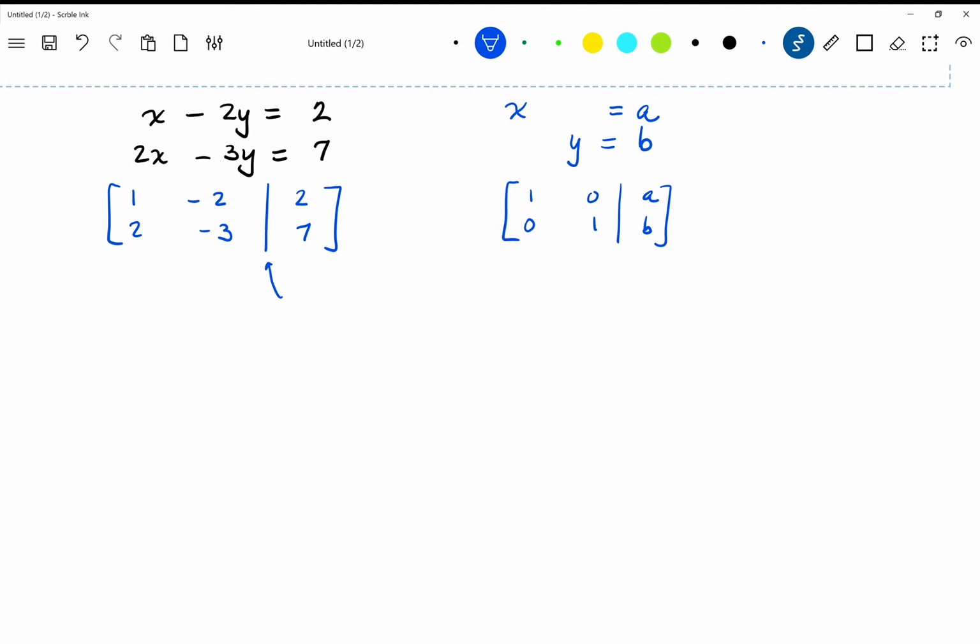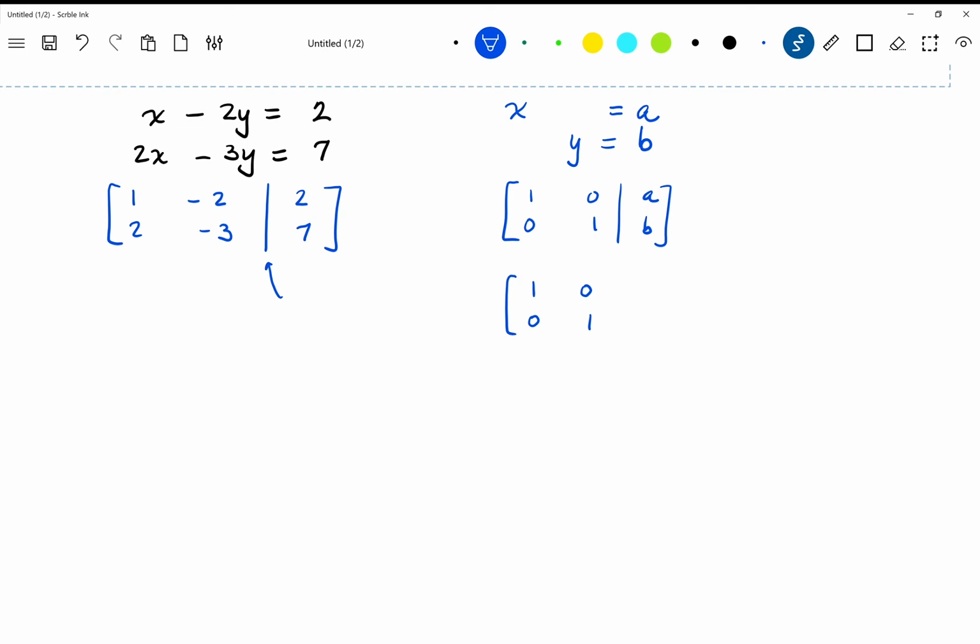So the order that we go in is, we try to get a 1, or as we're going to discover later, we're okay with any number in the upper left-hand corner. It really doesn't matter what that number is. Then we try to get the 0 in the lower left-hand corner. And then we try to get a 1 in the lower right-hand corner. And then we try to get this 0 in the upper right-hand corner.